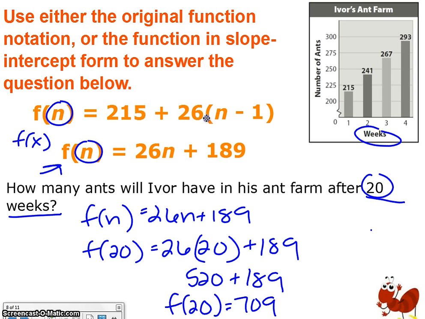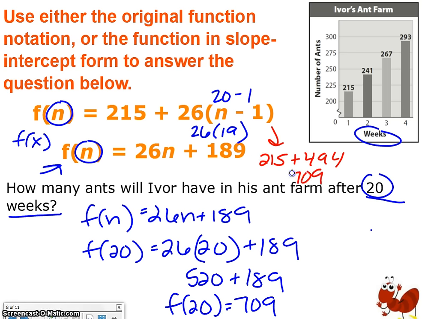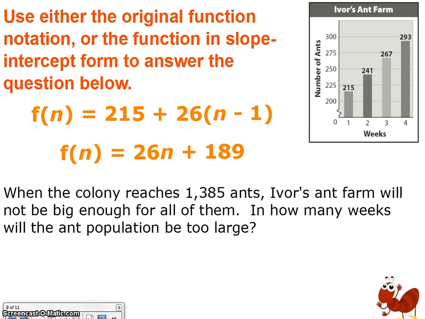If I solved using this formula up here, should I have received the same thing? Absolutely. Let's try it. 20 minus 1 is 19. What is 26 times 19? It is 494, so I'm just writing this off to the side. If I have 215 plus 494, I should also receive 709, which is what I did. So no matter which formula you use, we should have received the same answer.